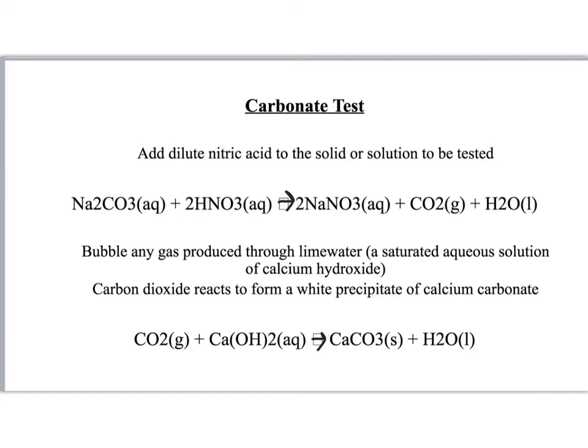The first one is to test for the carbonate ion, that's CO3 2-. Now, as you'll know, carbonates will react with acids to produce carbon dioxide gas. So if I have a carbonate ion in solution, if I add some nitric acid to the solid or the solution, I will see bubbles of carbon dioxide gas produced. If I want to be doubly certain, I can bubble that gas through lime water, and if it is carbon dioxide, I will see a white precipitate of calcium carbonate form. And those are the two equations on the slide there.